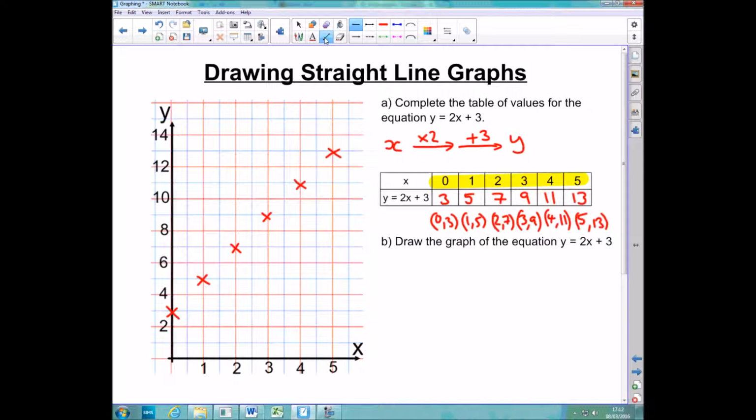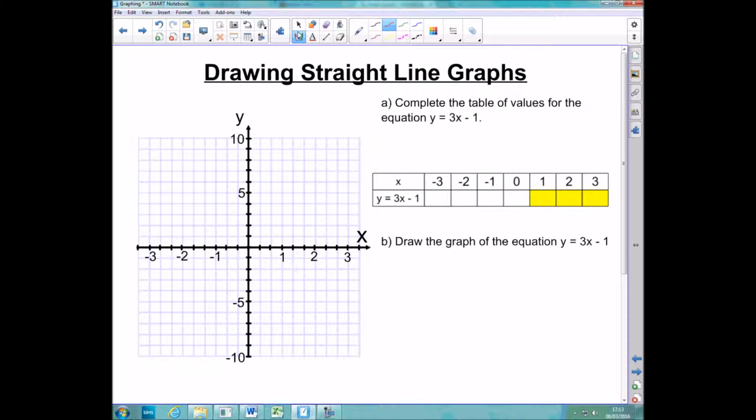Okay, so now that we've marked on our coordinates, all we have to do is join these up with a straight line. So use your ruler to do that. And name the graph like it says in the question, y equals 2x plus 3. That's especially important if you're doing more than one graph on a grid.